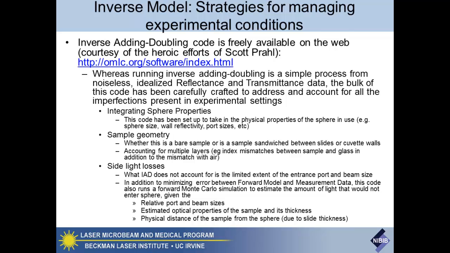It will go through and do an additional inverse solving using a Monte Carlo code to say, all right, if it was an idealized measurement, this is what the optical properties would be. However, if these are the optical properties, there would be this many photons that would never be measured based on this geometry. Let's correct and account for losses of light that never enters the sphere. So that's another huge consideration in terms of experimental measurements.